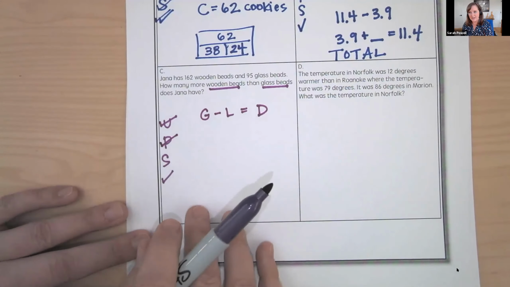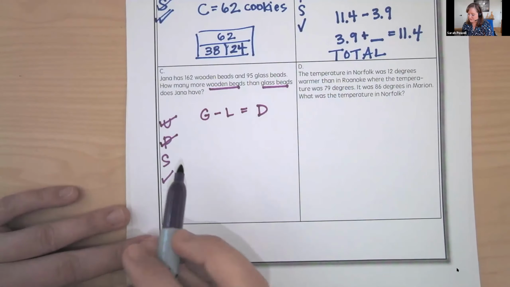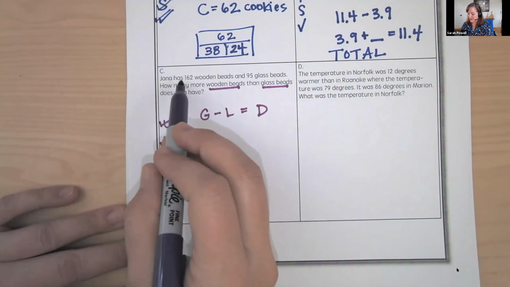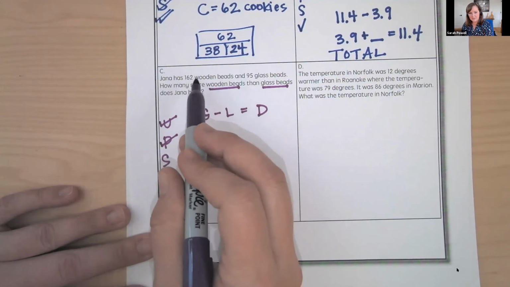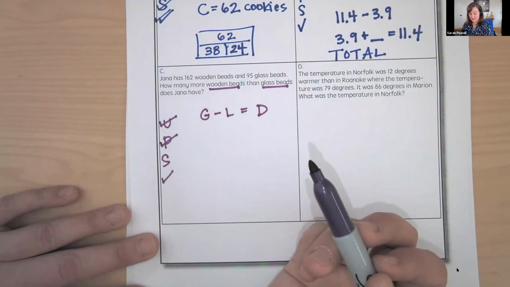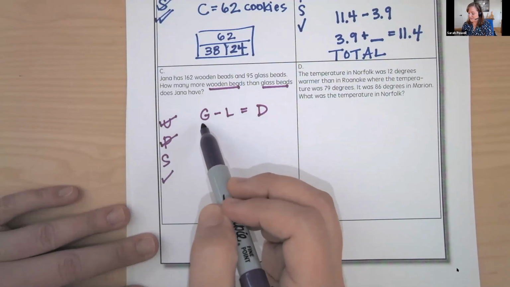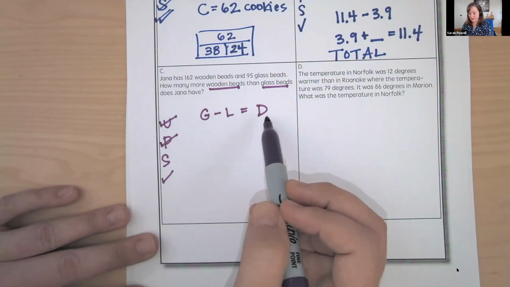I'm going to solve this as a difference problem. So now I'm going to solve the problem. Every time I see a number, I want to stop and talk about whether I think it's necessary to include that number. And then if it is necessary, is it the greater amount, the lesser amount, or the difference?